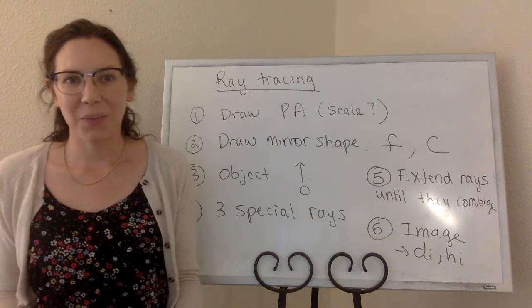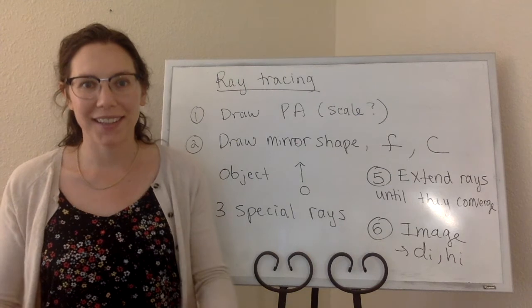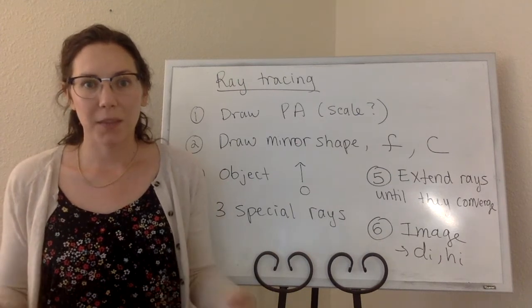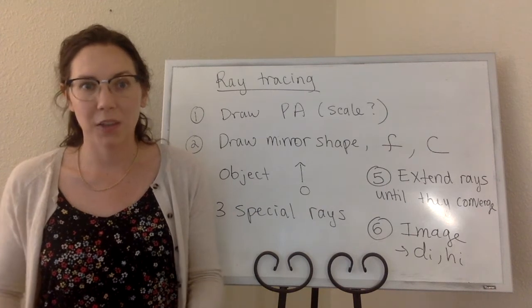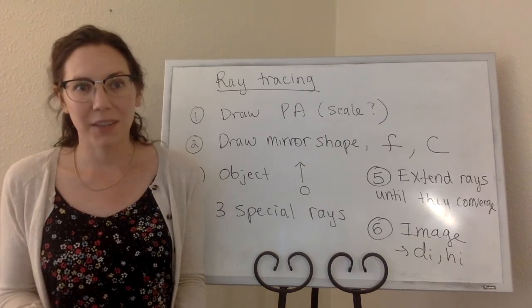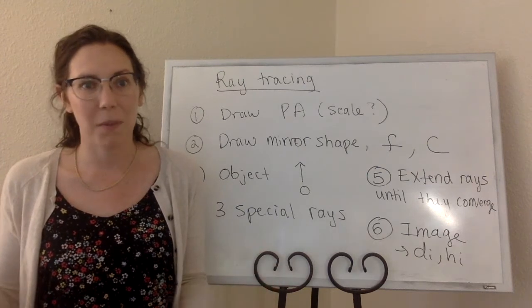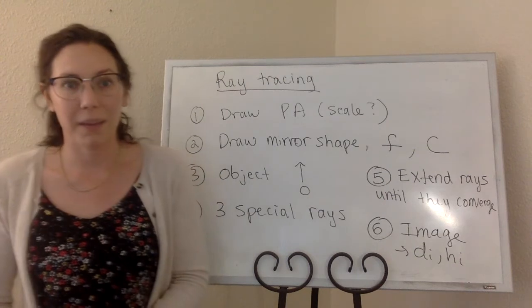Okay, I've written out some rough guidelines here for ray tracing. So first we're going to draw the scenario. So draw your principal axis and then set a scale if needed. Often we just need a sketch, but if you are doing a scale diagram, make sure you have that. You can use a different scale on the horizontal axis from the vertical axis, just like you would with a graph, so make sure you just clearly label that.